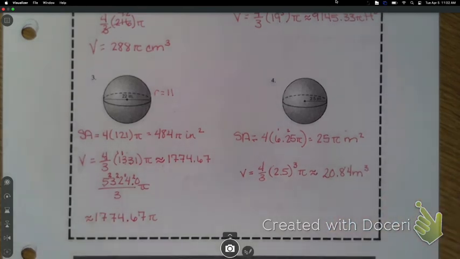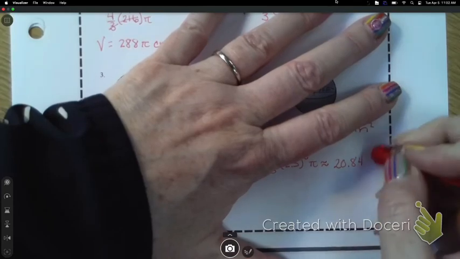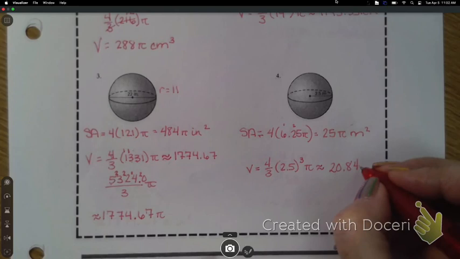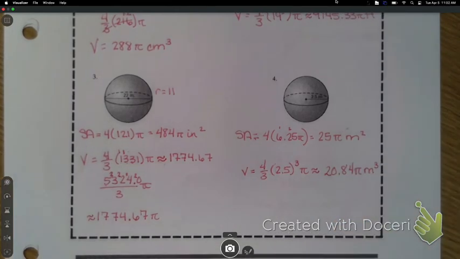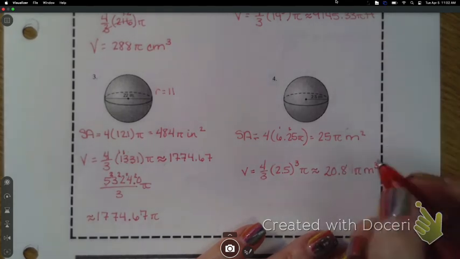Okay, so did you get 25 pi meters squared on the first one and 20.84 pi meters cubed on the second? 3.4. Wouldn't it be 3? How does 3.4 round? Oh, yes, sorry. I don't know what I was doing. Yes, it is 3.